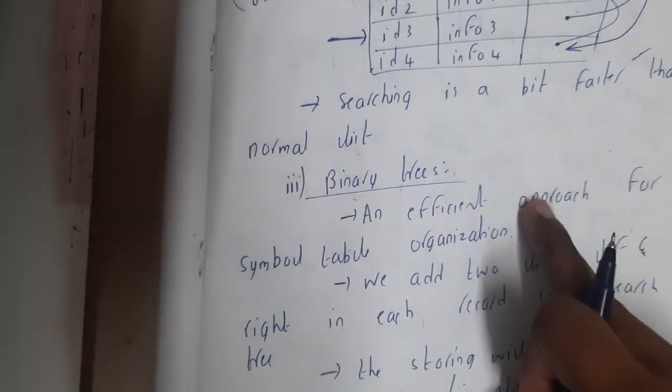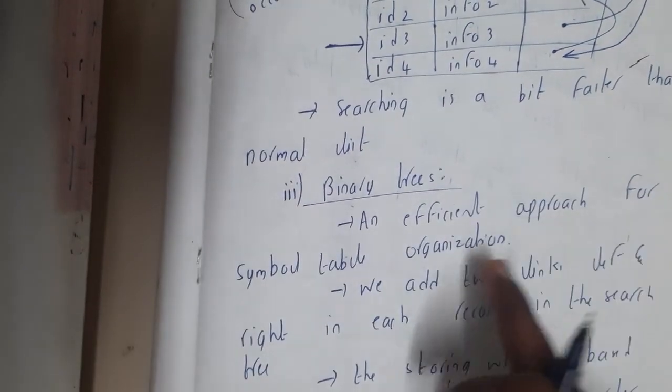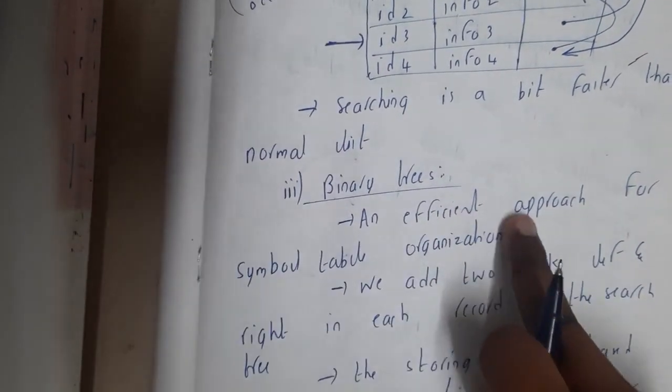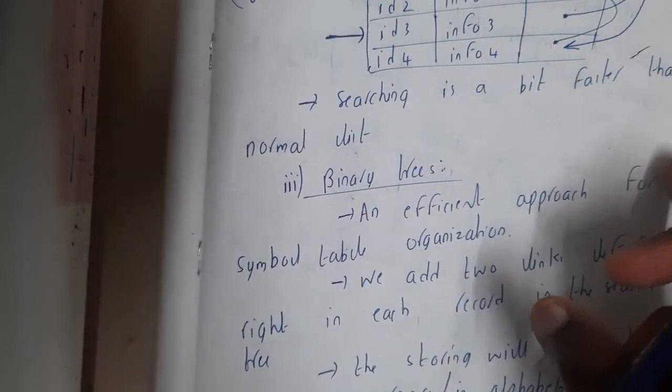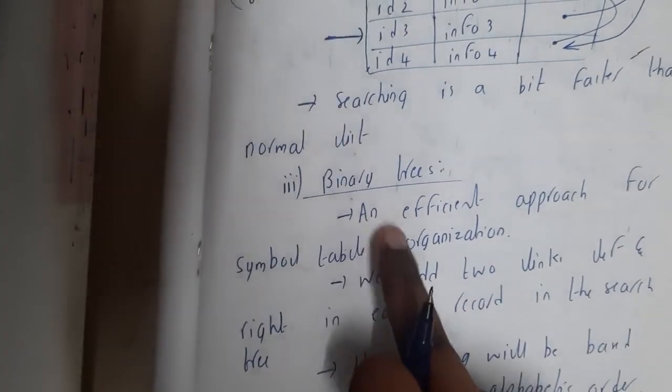Similarly, binary tree. A binary tree is almost similar to a self-organized list, but in terms of a tree representation. This binary tree can also be implemented in alphabetical order. It can be done based on priority as well as alphabetical order. Yes, that's the main advantage.